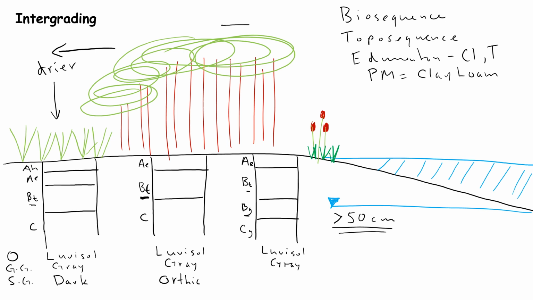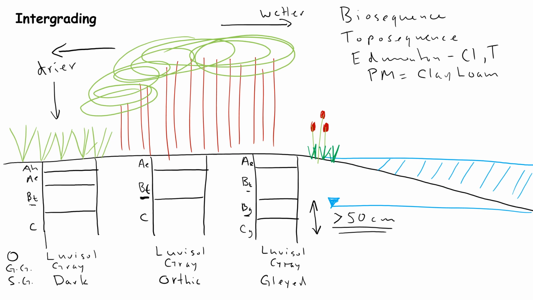Versus when we move this way, we're getting a little bit wetter, because we're getting closer to this wetland over here. We're getting closer to this wetland and the water table, and so this sort of fluctuating water table is causing gleying conditions in a BG and CG. So the subgroup here is a gleyed gray luvisol.